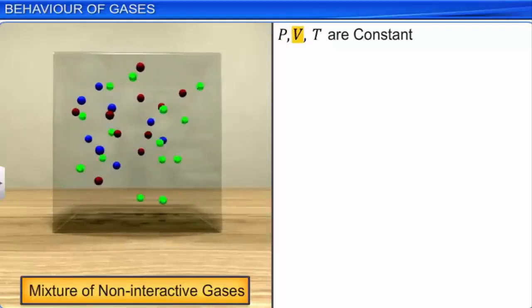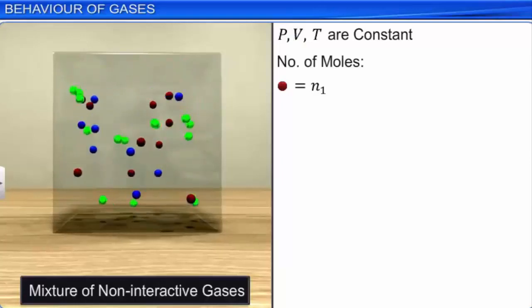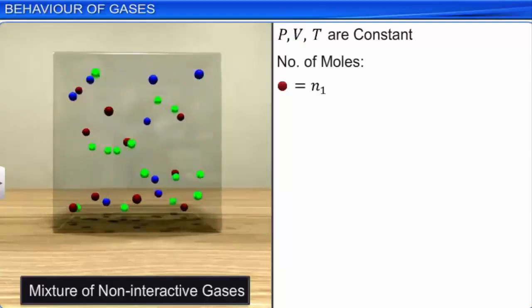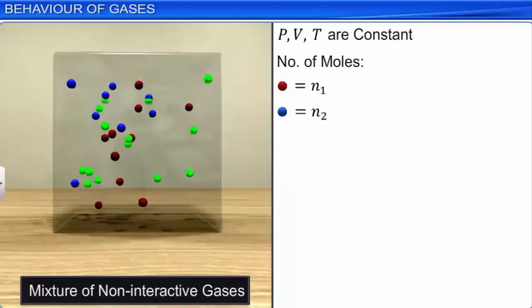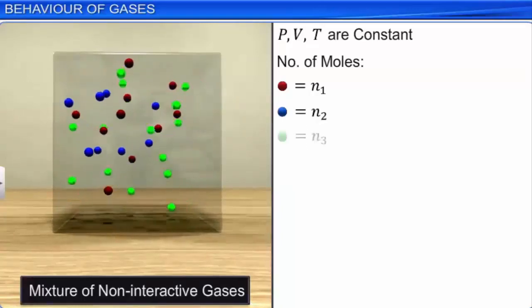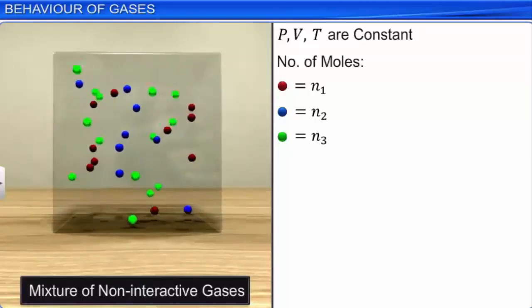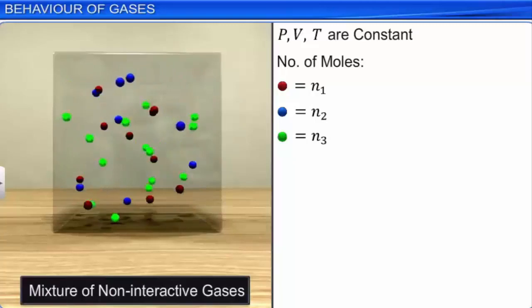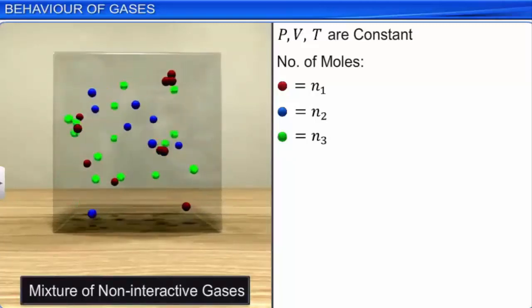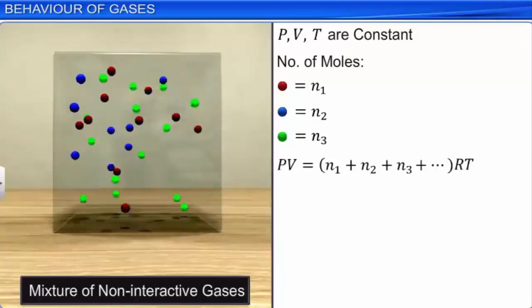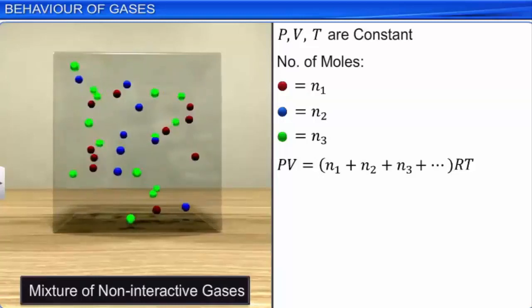Let N1 be the number of moles of the first gas, N2 the number of moles of the second gas, and N3 the number of moles of the third gas, etc. Then the equation of state for the mixture of the gas is PV = (N1 + N2 + N3 + ...) RT. Let this be equation 4.